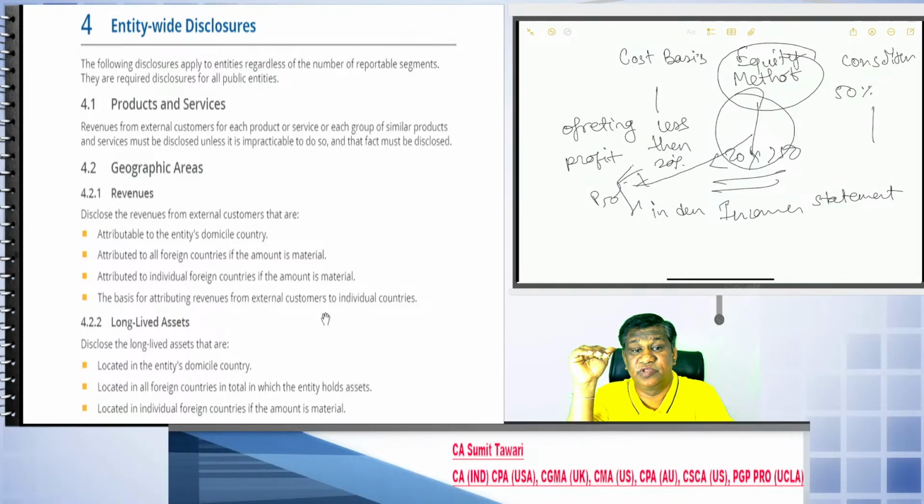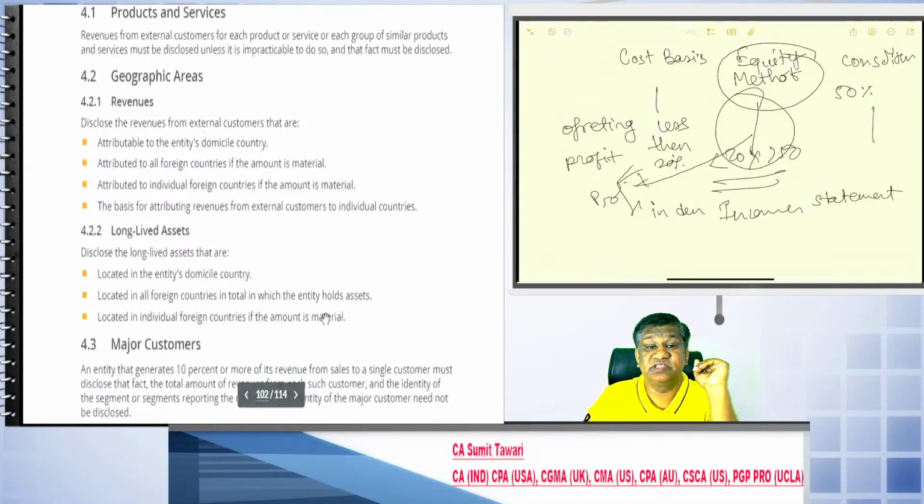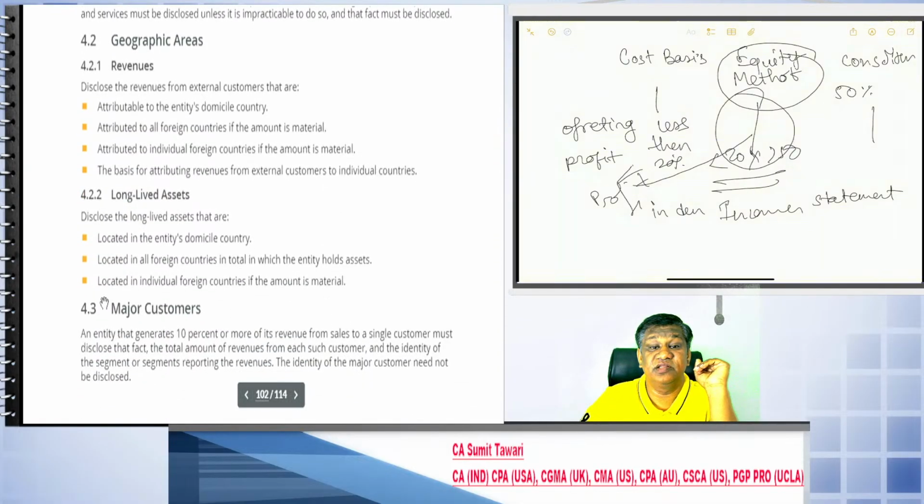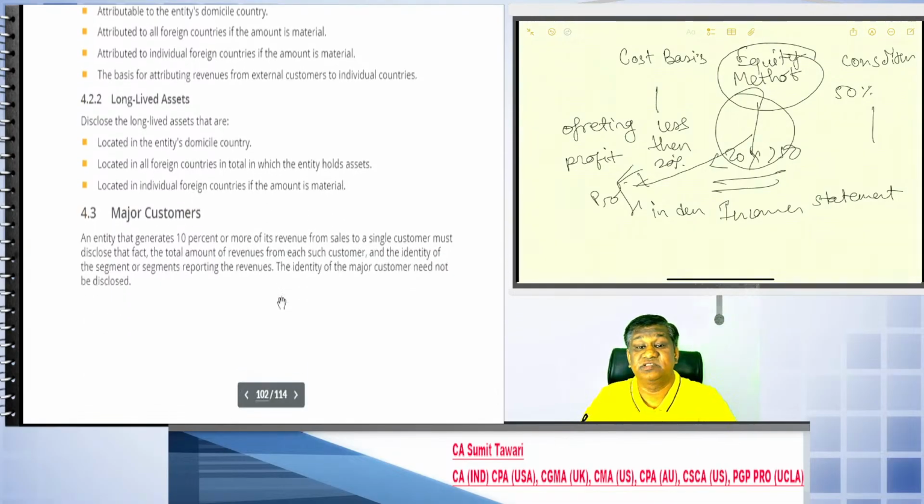So mostly we need to give revenue bifurcation in the domestic country, total of the foreign countries, individual of the foreign countries, and the customer wise foreign countries. Okay, long lived assets located in the domicile country, located in all foreign countries in total in which the entity holds assets, and located in individual foreign countries if the amount is material. Major customer also we need to give.